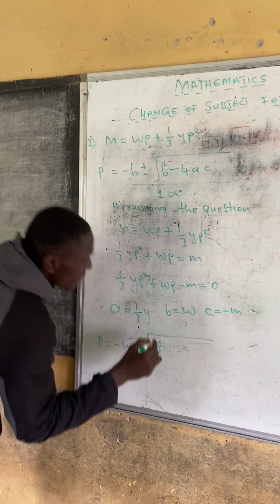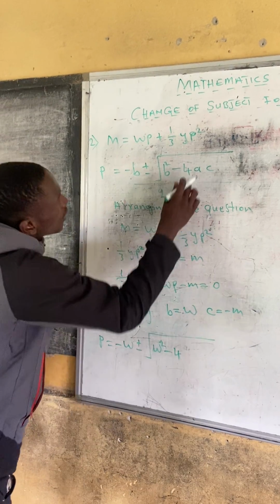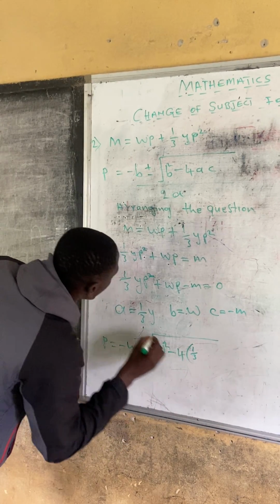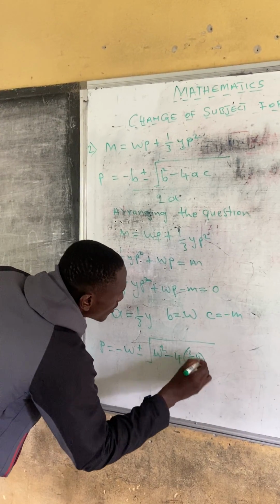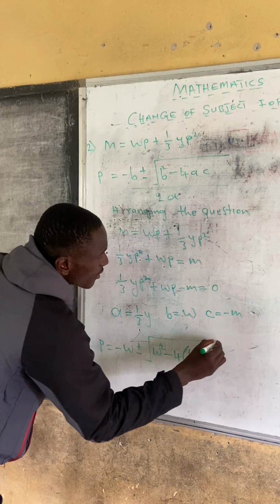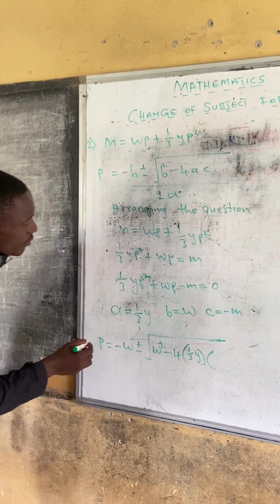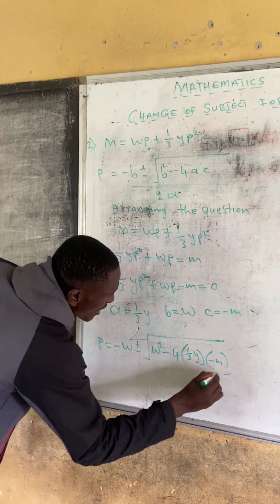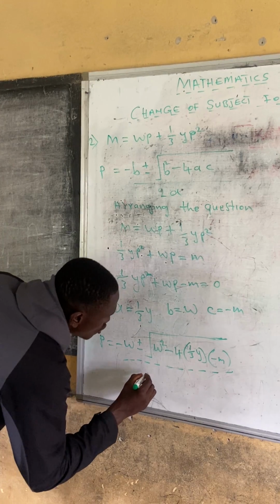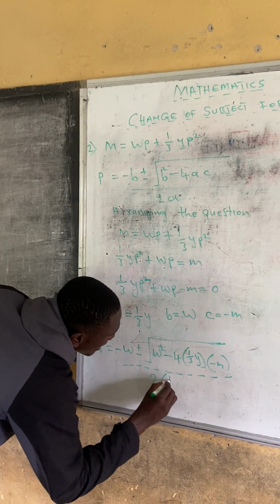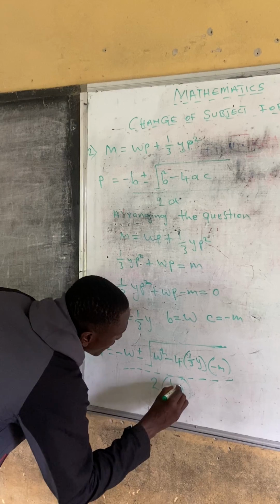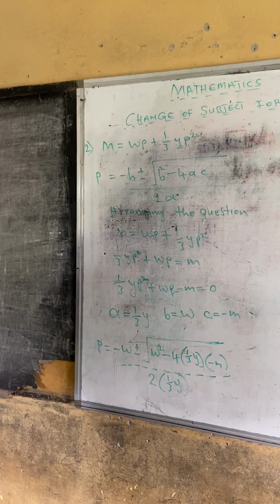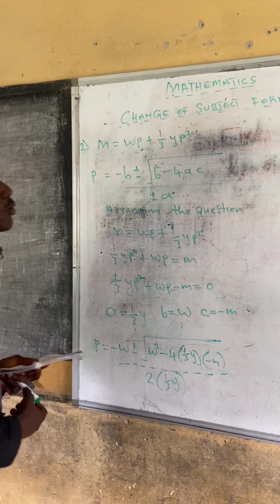Come back to the formula, minus 4. Our A is what? 1 in brackets, 1 all over 3y, in brackets again. We have our C to be what? Our C is minus M, all over 2 brackets 1 all over 3y. All right, at this point, we are to evaluate the quadratic formula.